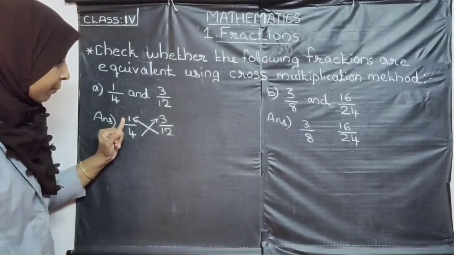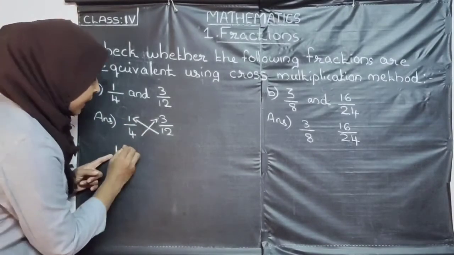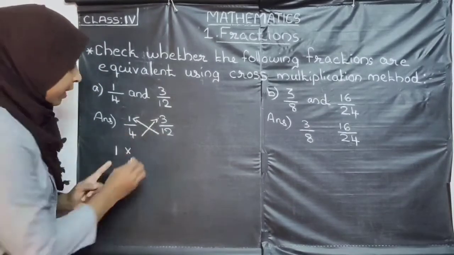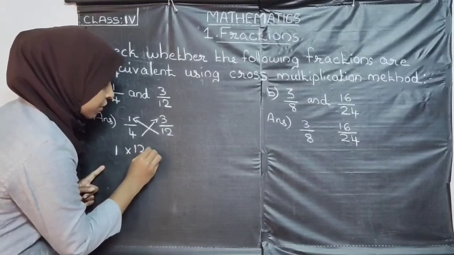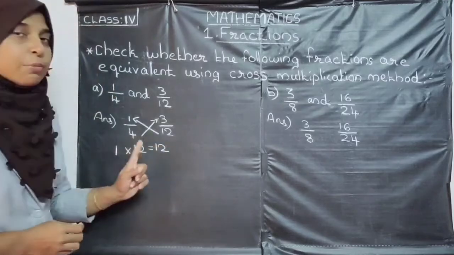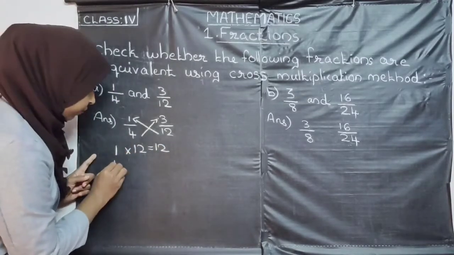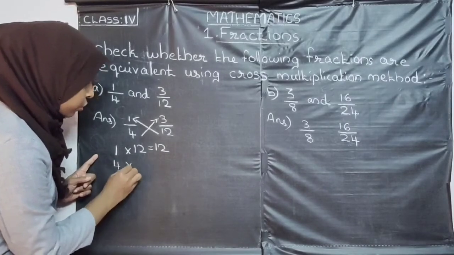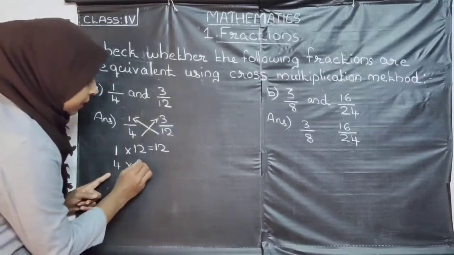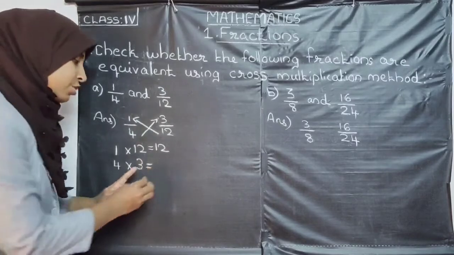Okay, so I'm going to take the numerator of the first fraction, that is 1, into the denominator of the second fraction, 12. What is 1 into 12, children? 1 into 12 is 12. Okay. Then next I am going to take the denominator of the first fraction, that is 4, into the numerator of the second fraction, 3. Okay. What is 4 into 3? 4 into 3 is 12.